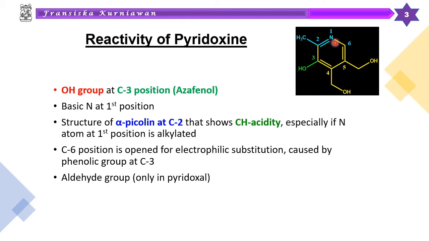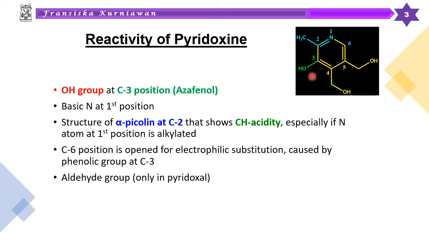And if you have other derivatives of the pyridoxines, and you make this nitrogen alkylated, for example, so you have N plus here, it increases the acidity of the alpha picoline. And then the C number 6 position is open for electrophilic substitution, and this is also caused by the phenolic group at C3.